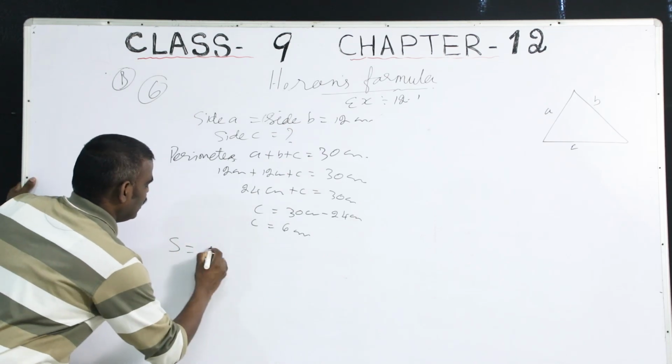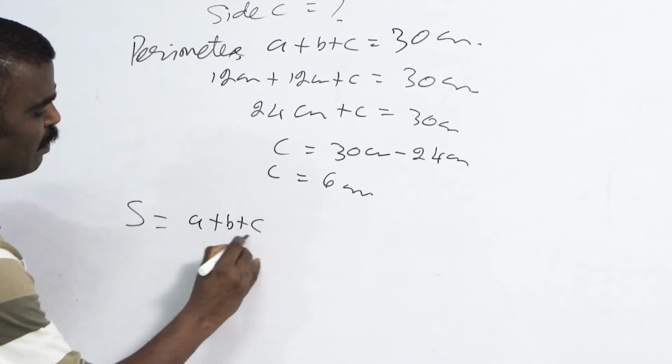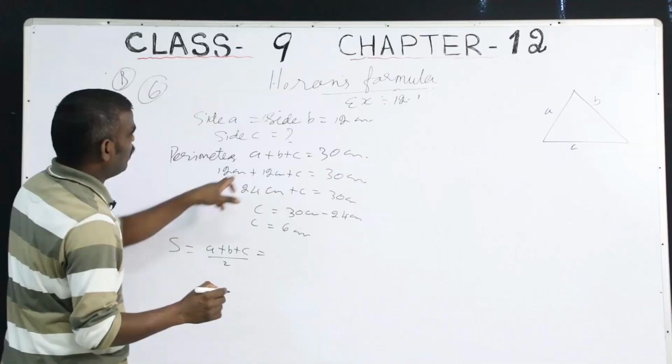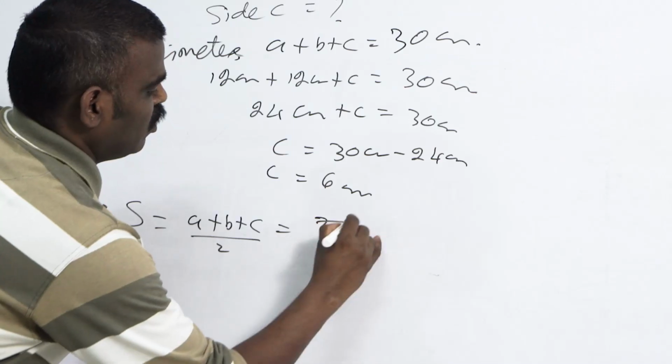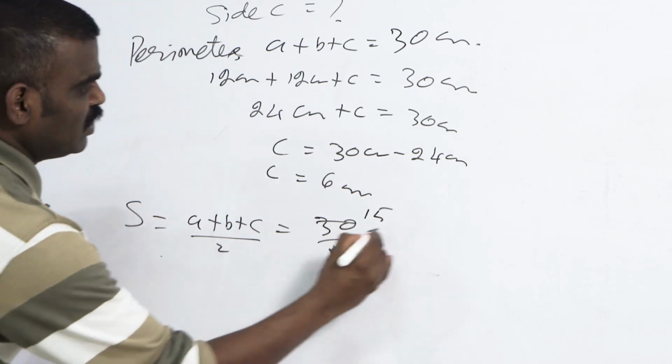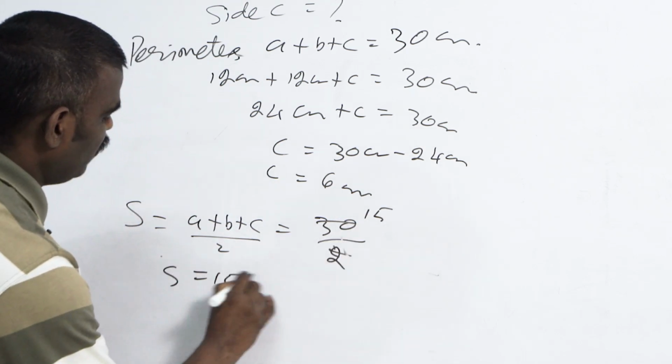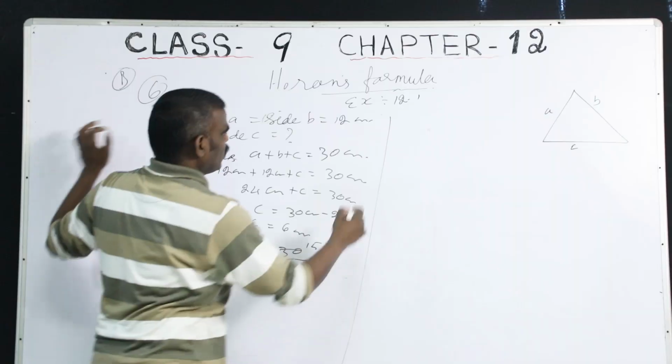S equal to how much? A plus B plus C by 2. What is A plus B plus C? Already we got it. How much? 30. 30 by 2, how much? 15. So S equal to 15. Now we are going for Heron's formula.